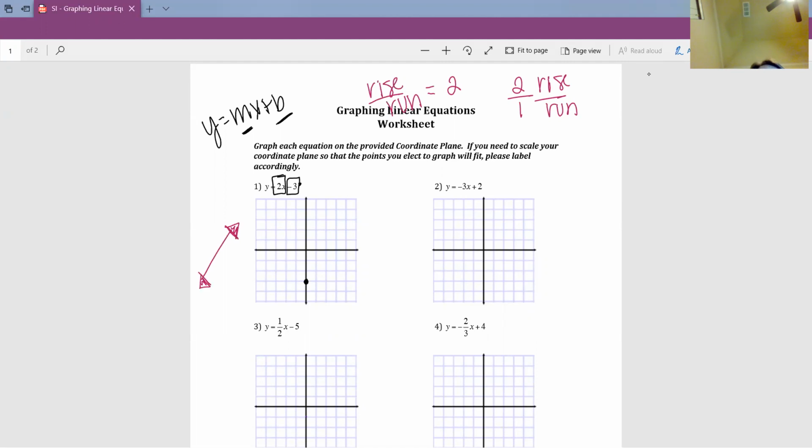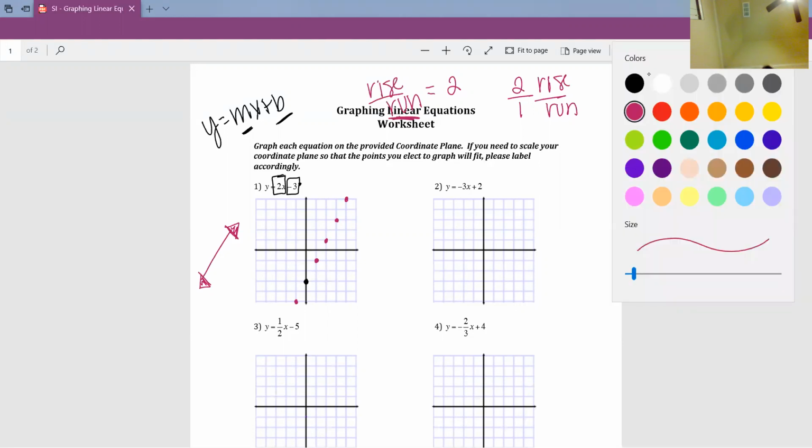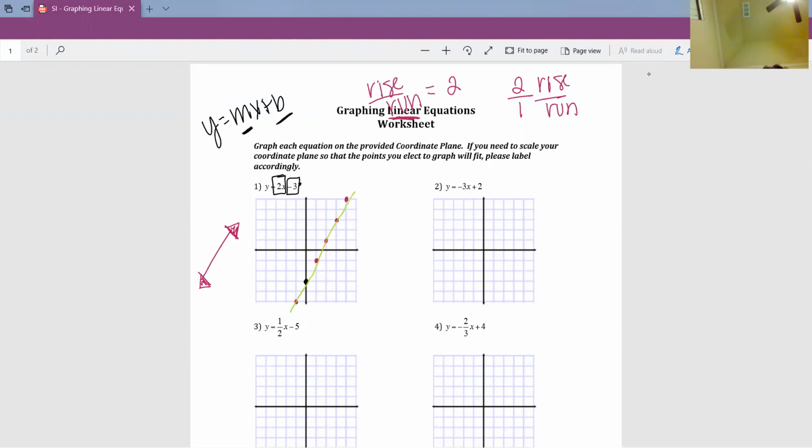So now I want to graph points. So you're going to start with the rise and then over 1, which is your run. Up 2, over 1, up 2, over 1, up 2, over 1, and then there you go. You're going to make a straight line. All these are linear equations, so they're all going to be straight lines. That's supposed to be a straight line, but you know. So yeah. So now let's go to number 2.